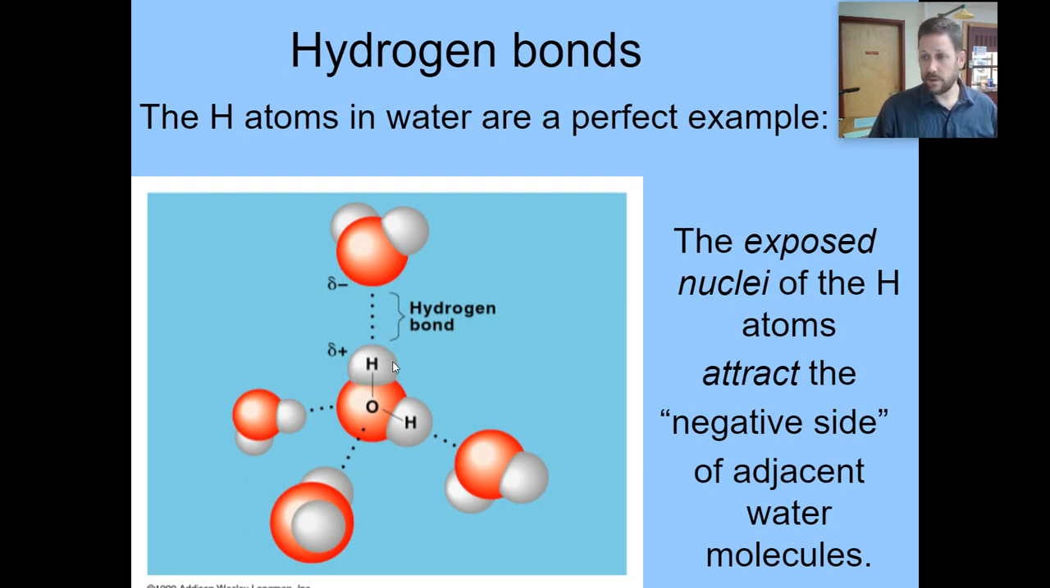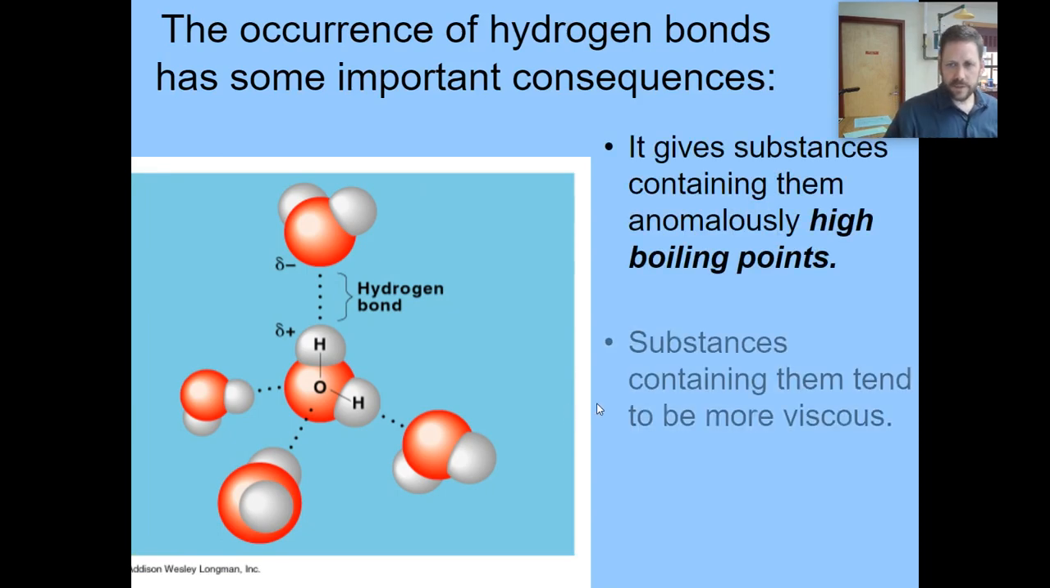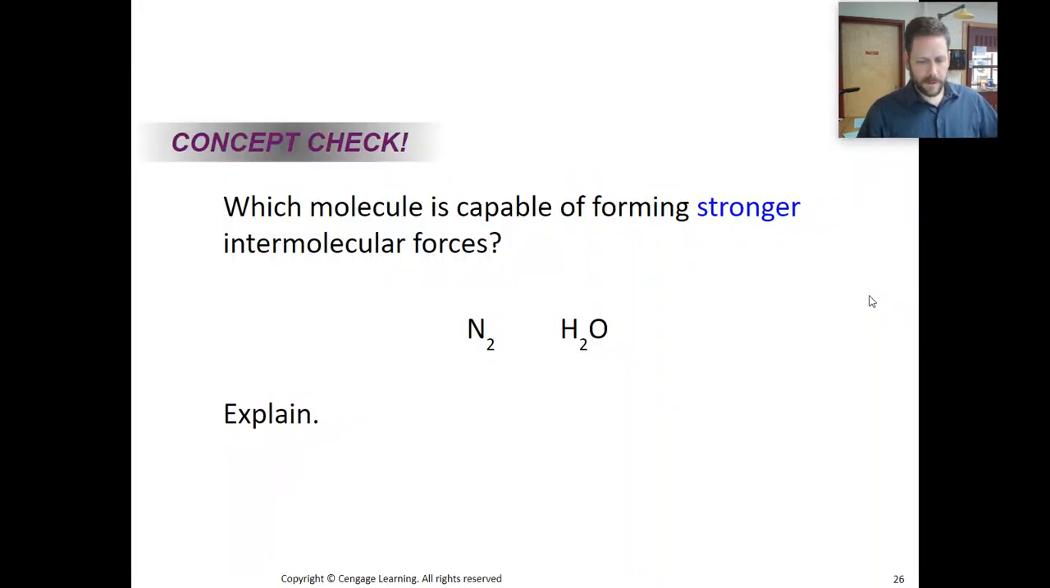So that exposed nucleus, that exposed proton, is going to be a partial positive charge, and it's going to be attracted to any electrons that are nearby, especially those in N, O, or F of an adjacent molecule. And that has some important consequences for water, like its boiling point, but also for other molecules which are capable of hydrogen bonding. And we'll talk more a little bit later about how physical properties like boiling point and melting point have to do with intermolecular forces. These are important questions for us to consider when we look at two molecules and are asked which is capable of forming stronger intermolecular forces.